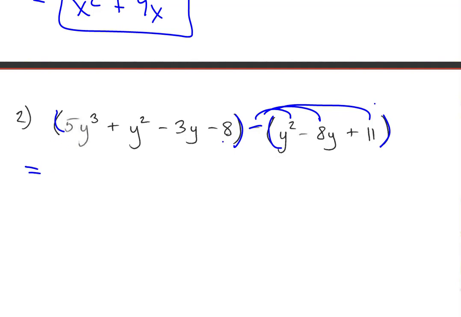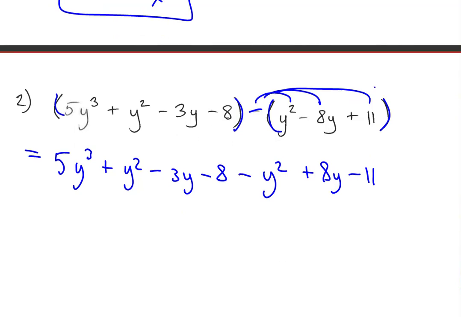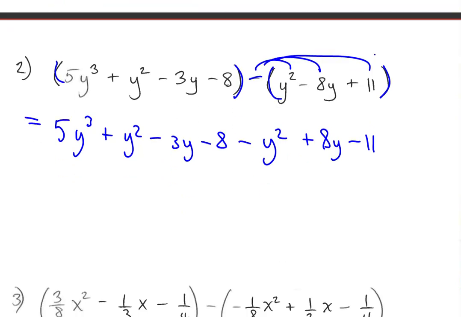The first set of parentheses isn't useful because it's not holding an exponent nor a negative sign in front. So we'll copy down those terms just as they are. So 5y cubed plus y squared minus 3y minus 8. But now after distributing the negative sign for the second set of parentheses, we'll have a negative y squared and then a plus 8y and then a minus 11. So once we've dealt with the parentheses, all terms are now free to be combined.